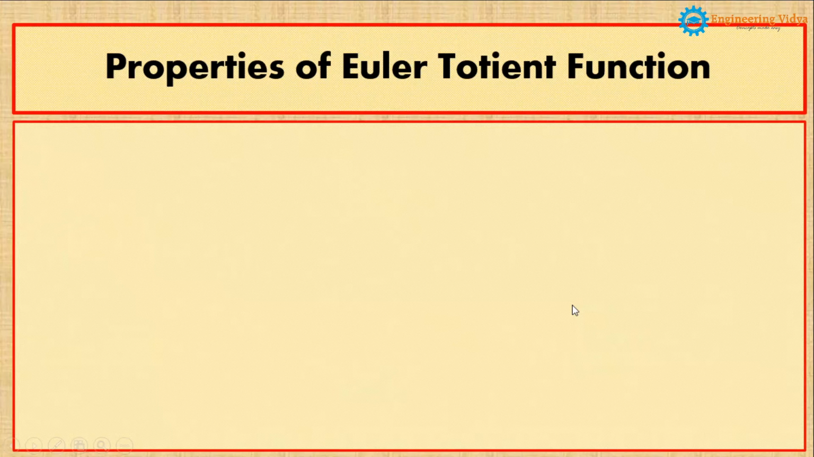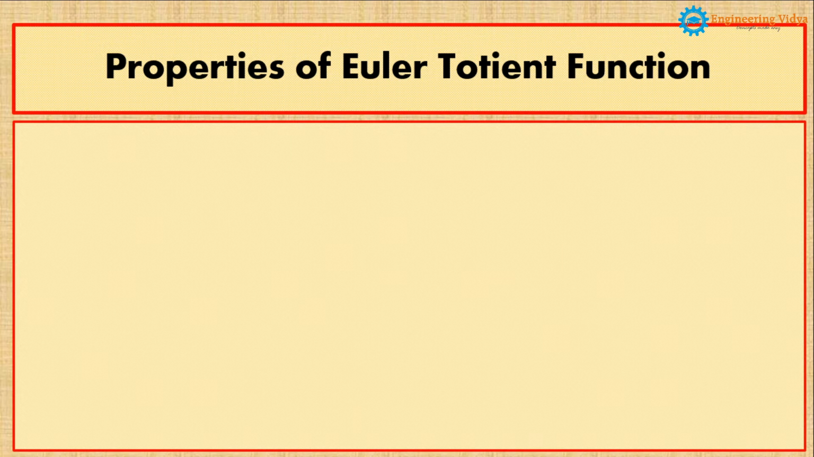Hello everyone. Welcome to this lecture, in which we're going to cover the properties of the Euler-Totient function. In my last lecture we already covered the definition of the Euler-Totient function, and also the computational procedure. But if we see the computational procedure, it is a little bit time consuming, and sometimes it also gives errors.